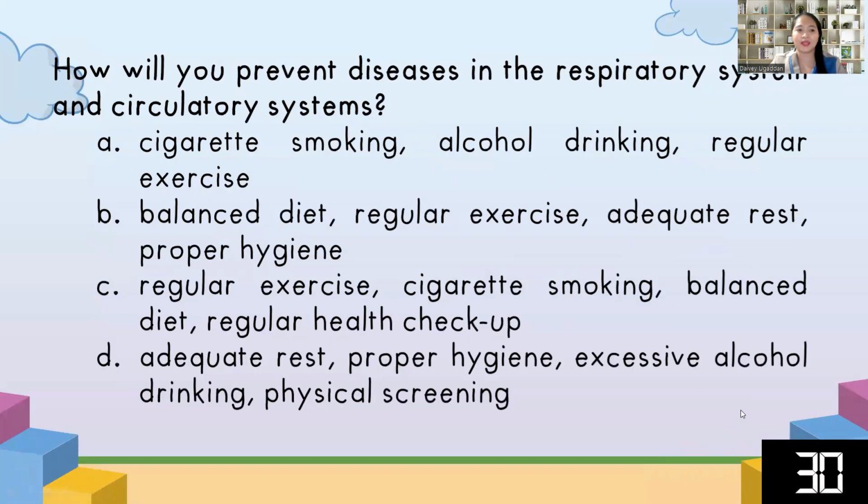Question number 7. How will you prevent the diseases in the respiratory system and circulatory system? Is it A, cigarette smoking, alcohol drinking, regular exercise? Is it B, balanced diet, regular exercise, adequate rest, and proper hygiene? Is it letter C, regular exercise, cigarette smoking, balanced diet, and regular health checkup? Or is it D, adequate rest, proper hygiene, excessive alcohol drinking, or physical screening? Please type in your answer on the comment section.